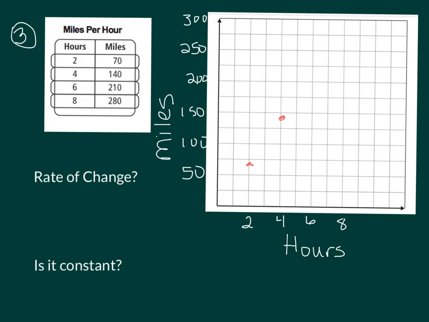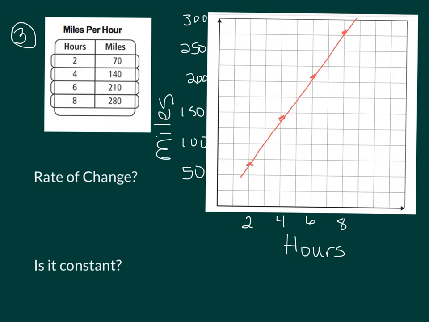6 and 210. Possibly right about there. And then 8 and 280. So that might be right about there. Okay. This should make a straight line, and it looks like it does. So we're just going to make a line like so.